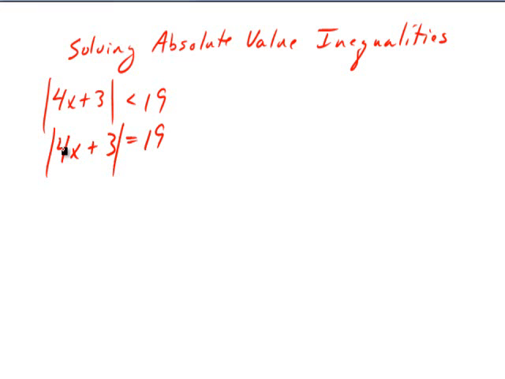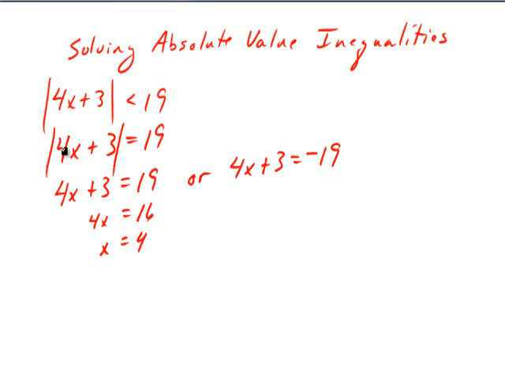In this problem, if I change to an equation for the time being, just to get the critical values, I could break this equation into the two possible cases. Either 4x plus 3 would equal 19, or 4x plus 3 would equal the opposite of 19, and then solve each one of those equations. If I subtract 3 from both sides and divide by 4, I get x equals 4. For the other, if I subtract 3 from both sides and divide by 4, I get negative 22 over 4, which is negative 11 halves.